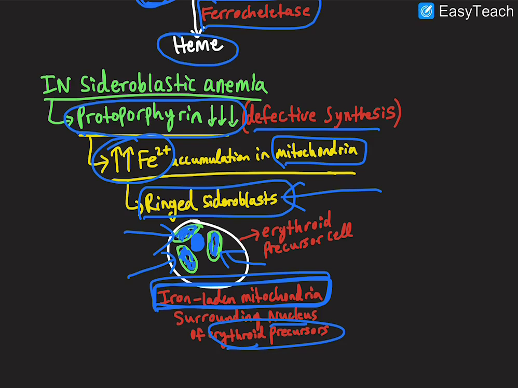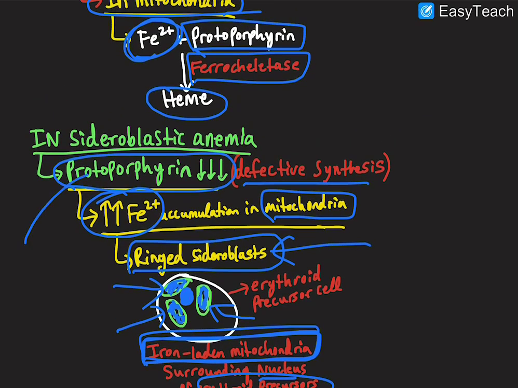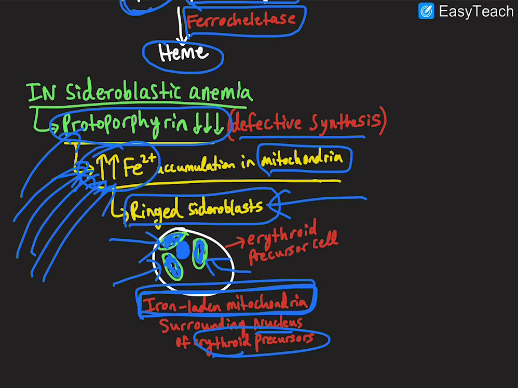So again, you don't produce protoporphyrin in sideroblastic anemia. Iron keeps on moving into the mitochondria and accumulating, but there's no protoporphyrin for iron to combine with, so you never produce heme. If you don't produce heme, you don't produce adequate levels of hemoglobin, therefore you get microcytic anemia. That's the basic pathophysiology of how sideroblastic anemia works: iron accumulates in the mitochondria of your red blood cell precursors, and you get iron-laden mitochondria surrounding your nucleus, which is called ringed sideroblasts.